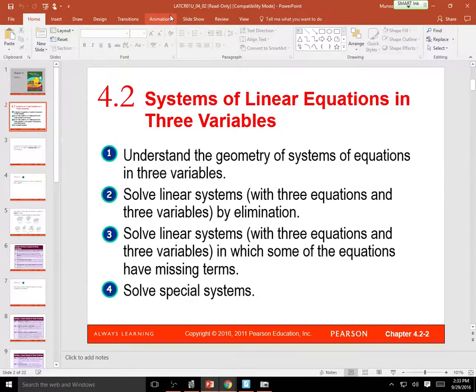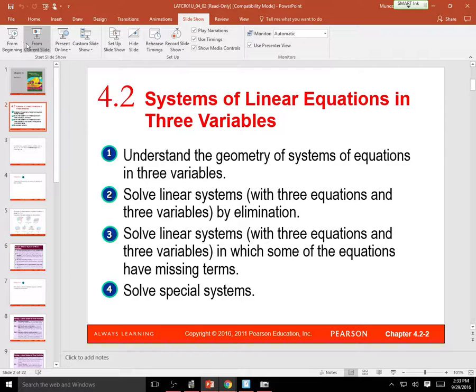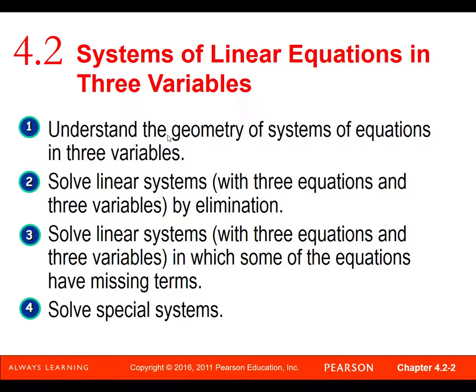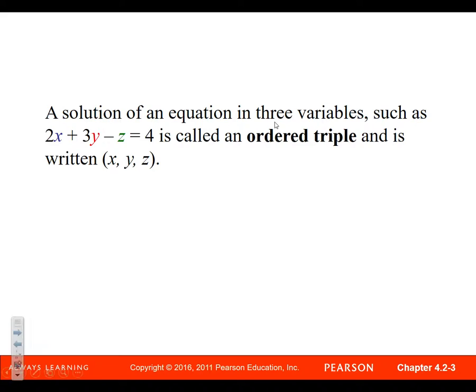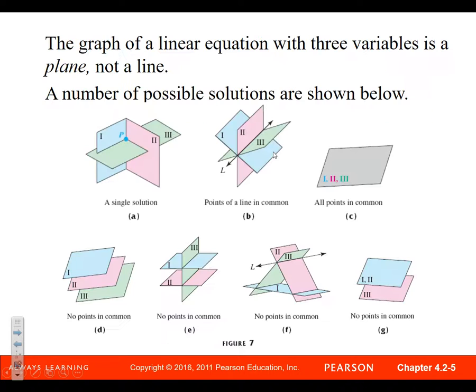Also important to know, when it was two equations, two variables, the solution was an ordered pair, which means you had x, y. Because it is three equations, three variables, now it's going to be an ordered triple: x, comma, y, comma, z. Okay. All right, let's take a look at the pictures here.